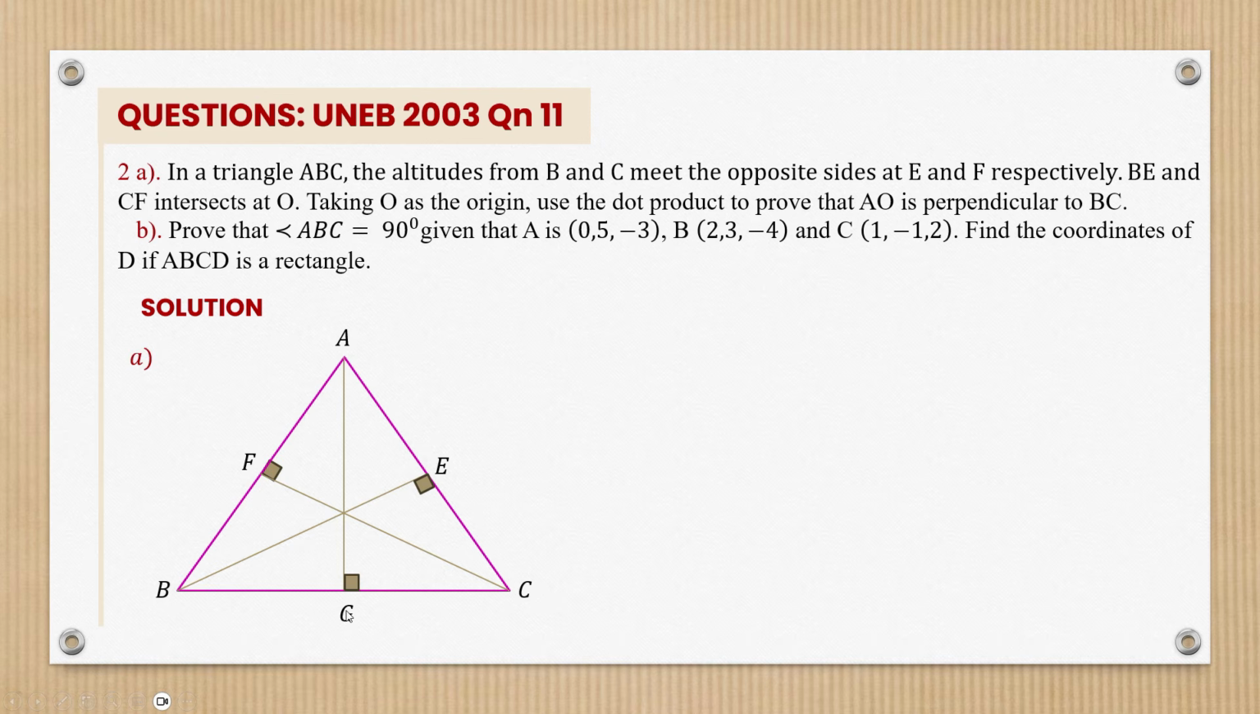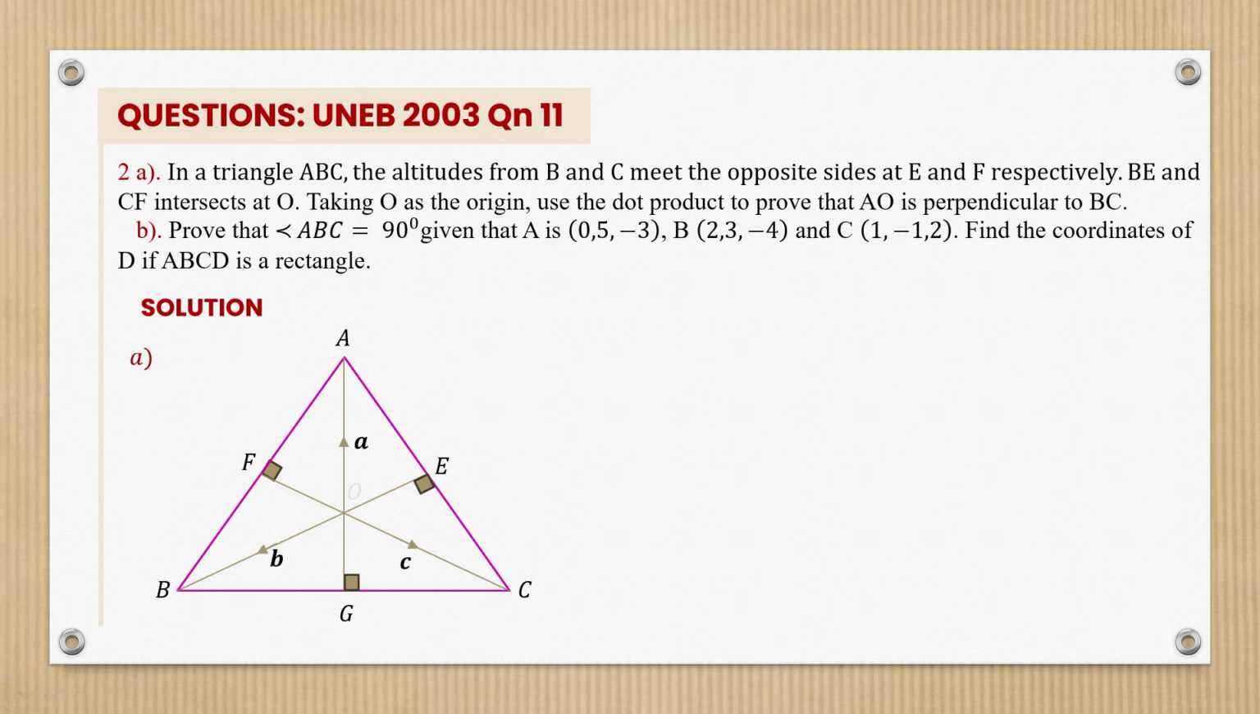G was not given, but we've chosen to add it to make what we follow clear, because we've seen that B and C meet the opposite sides. So B is meeting the opposite side AC at E, and C is meeting the opposite side AB at F. And we've been told that BE and CF intersect at O. So that means we actually have a point O.